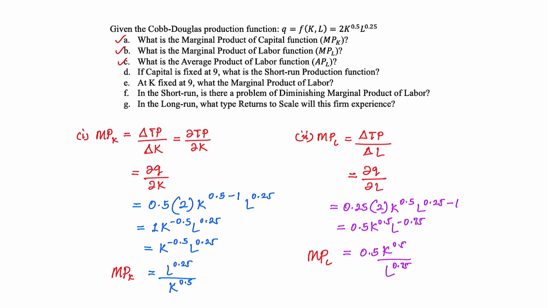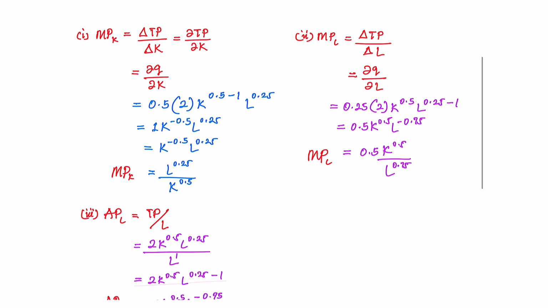The next question, which is question D. Question D says, if capital is fixed at 9, what is the short-run production function? So question D, which is 4, says capital is fixed at 9. The original production function is equal to f of K and L, and that's equal to 2 multiplied by K raised to the power 0.5 multiplied by L raised to the power 0.25.